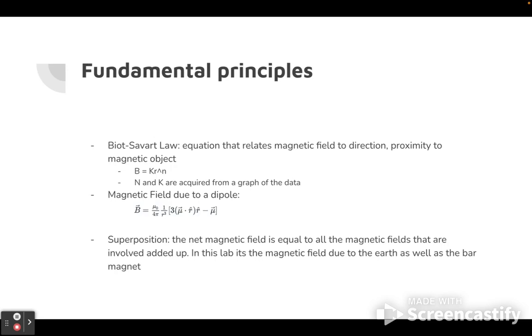The fundamental principles of this lab is the law, which has the equation that relates magnetic field to direction and proximity to the magnetic object. This is a derivation of that we'll be using in this lab, where N and K are both required from a graph that we make from the data. Then we have magnetic field due to a dipole, which is this equation. We also need to know superposition, which is that the magnetic field is equal to all magnetic fields that are involved added up. So in this lab, it's the magnetic field due to the Earth as well as the bar magnet.